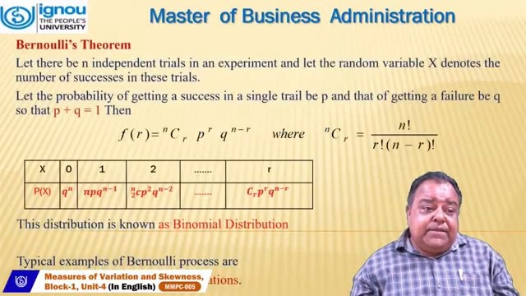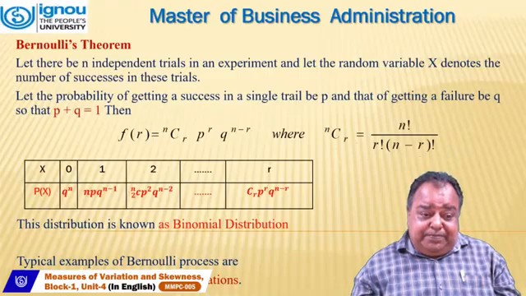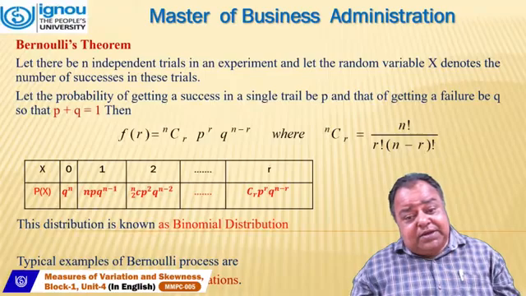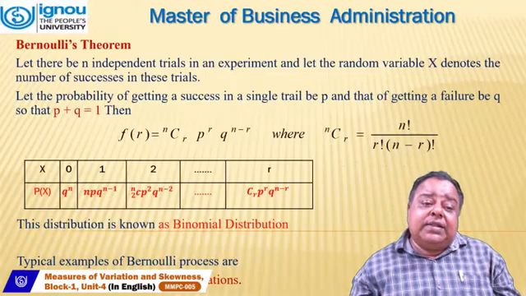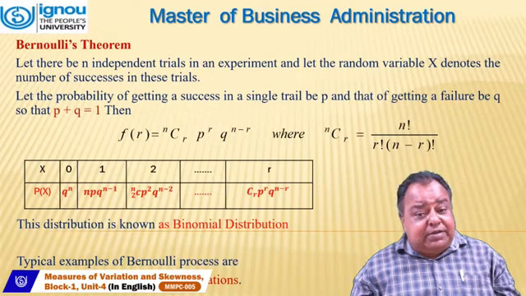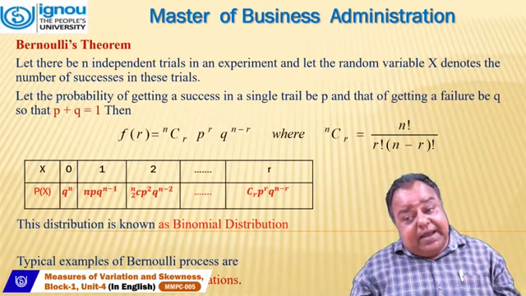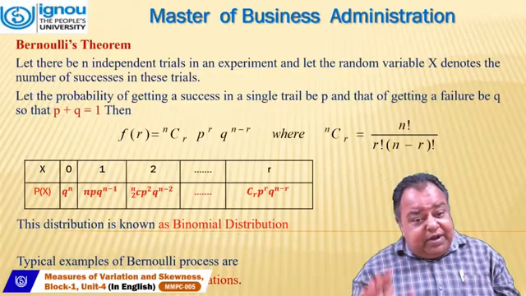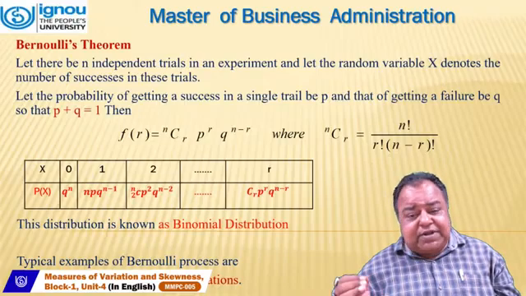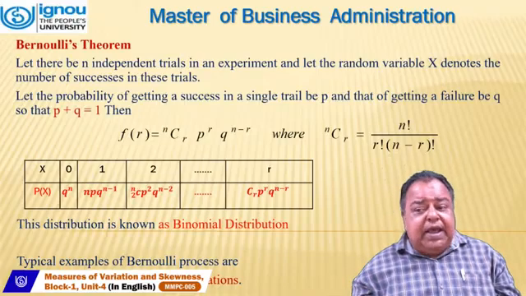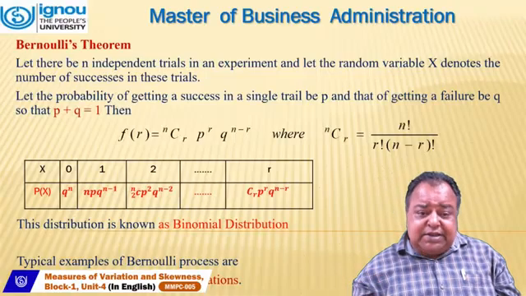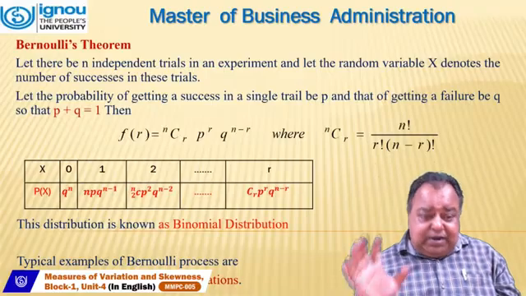Now, second part is Bernoulli's theorem. We have a mathematical relation and we have to use combination theory over here. Let there be n independent trials in an experiment and let the random variable x denote the number of successes in the trial. We are aware that probability of success is denoted by p and the probability of failure is denoted by q, and probability of success plus probability of failure is equal to 1.